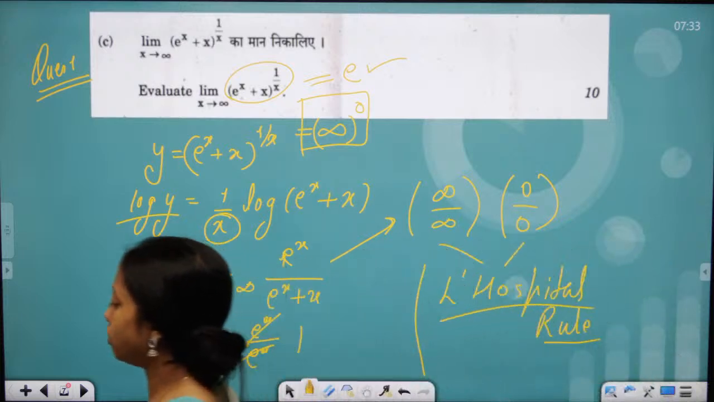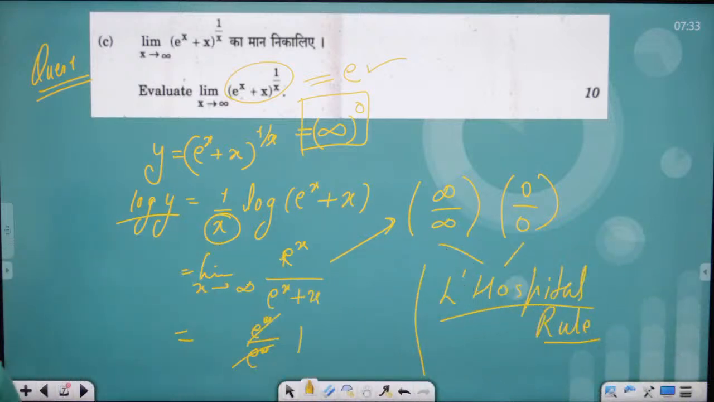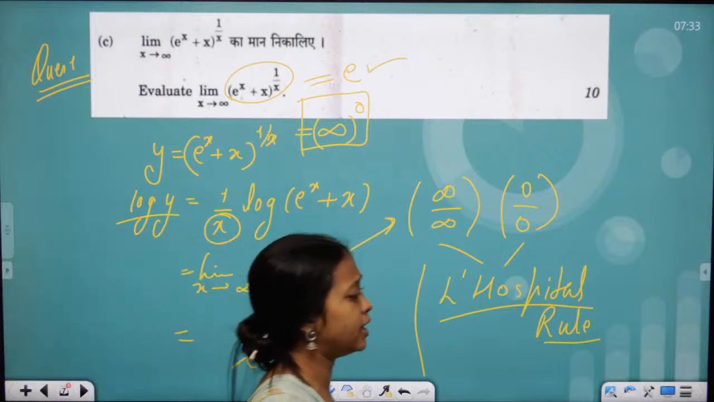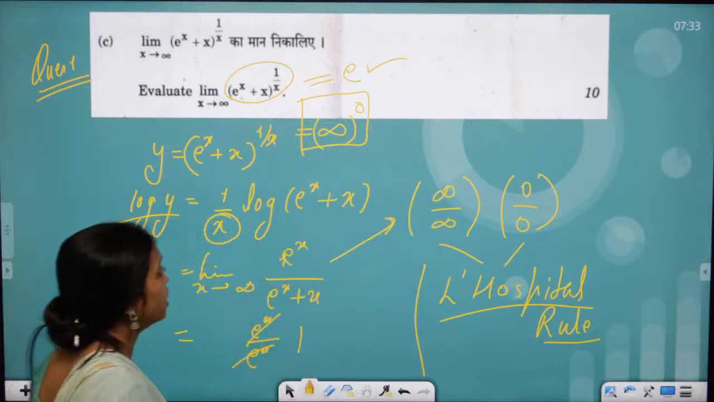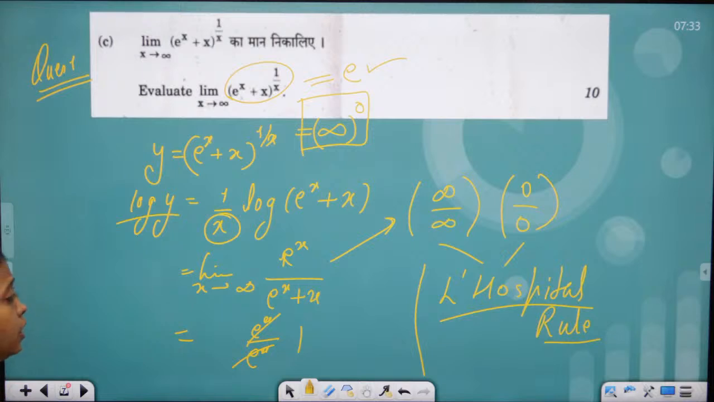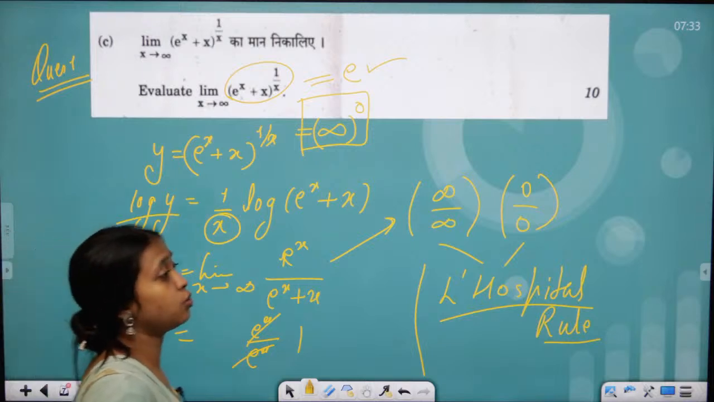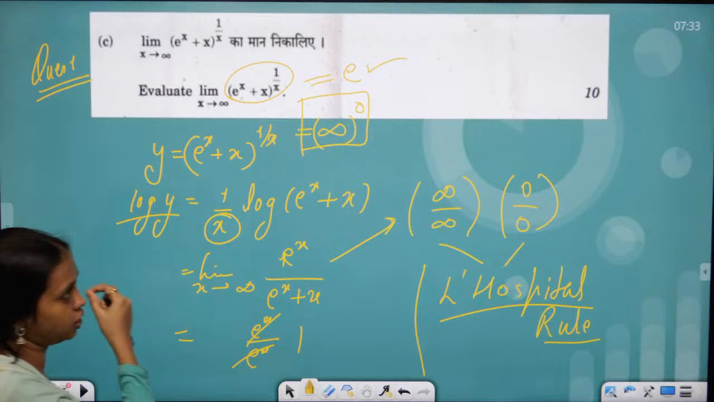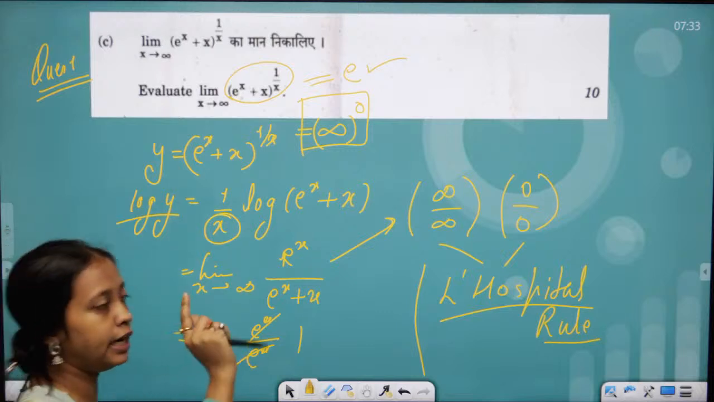Right? No extra efforts. Don't go to the left hand limit, right hand limit. That is not even required. Okay? So just apply the L'Hopital rule and the question was done. And there was one more question that was in terms of integration.